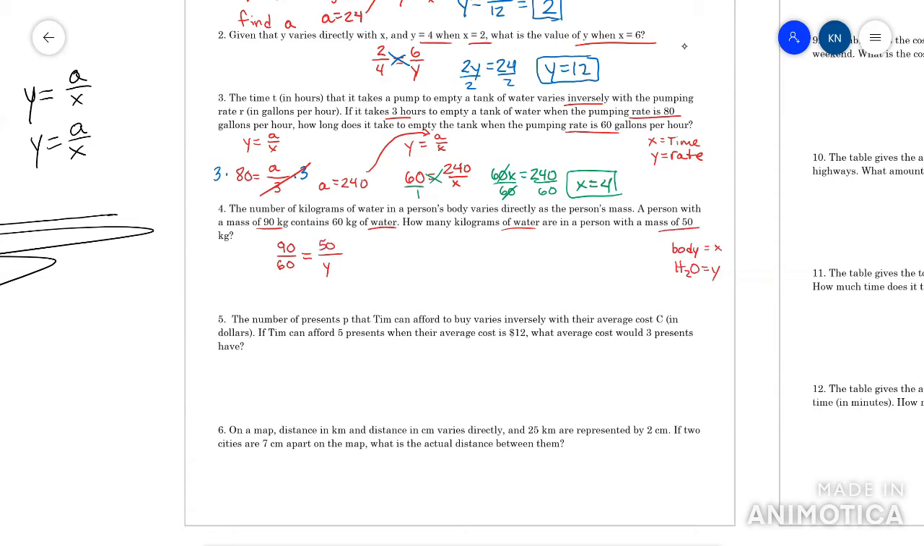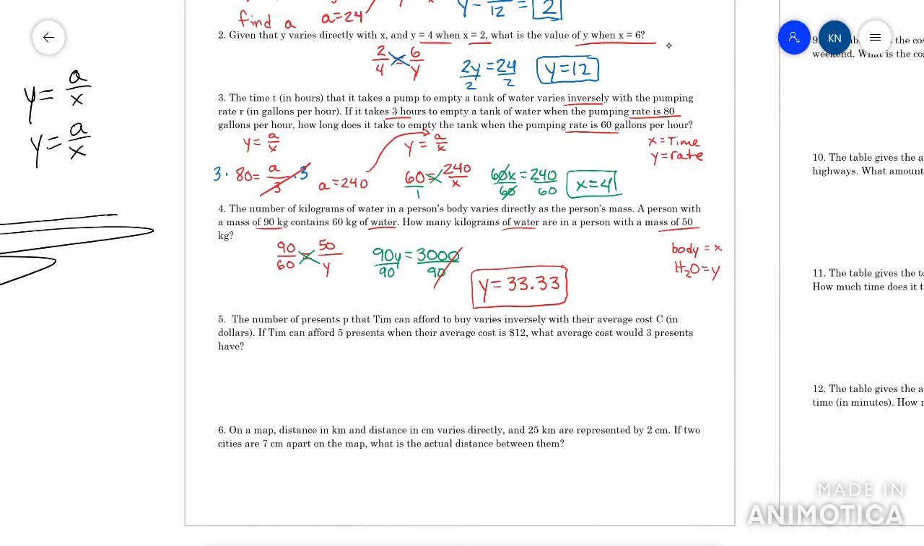All right, now again, it's just a cross multiply problem. So you got 90y equals 3,000. And so now you can divide by 90. And you'll get y equals, these cancel, 300 over 9 is 33.33, or 33 1/3. That would be my answer.